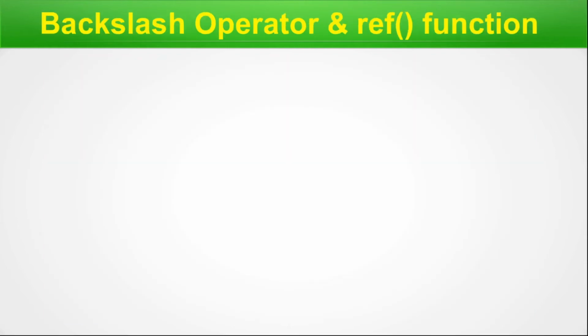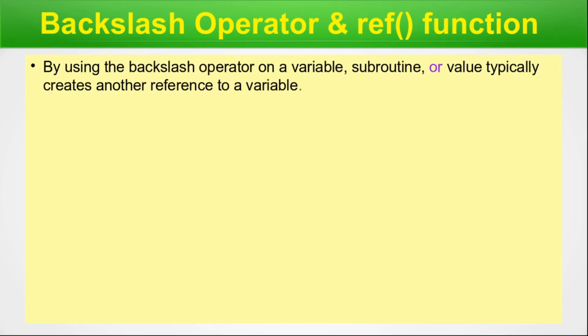Backslash operator and ref function. Now why do we need a backslash operator here? I'll come to that point. By using the backslash operator on a variable, a subroutine, or a value, we typically create a reference to that thing. So the backslash operator helps us to create a pointer or a reference of a variable, a subroutine, or a value.